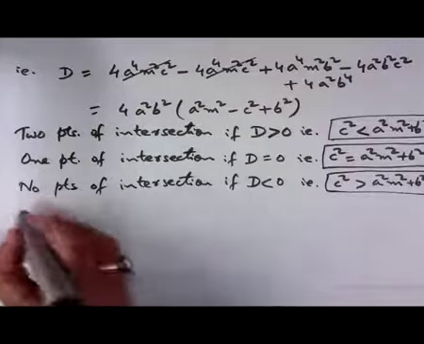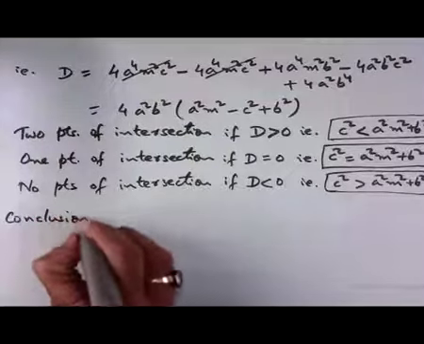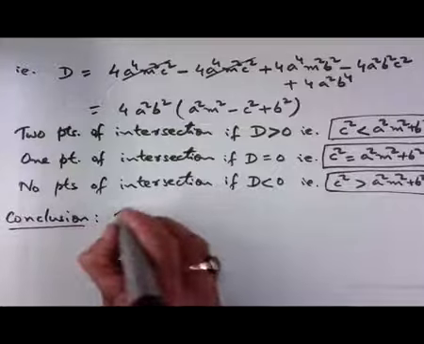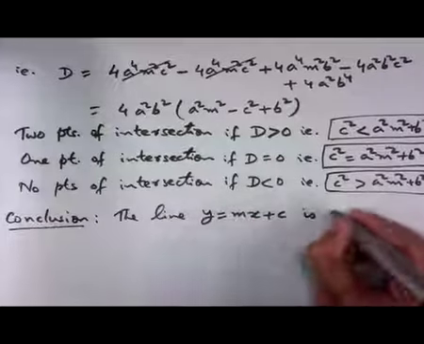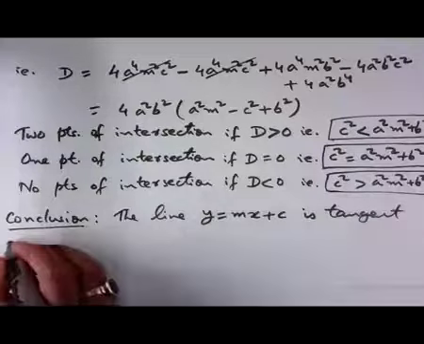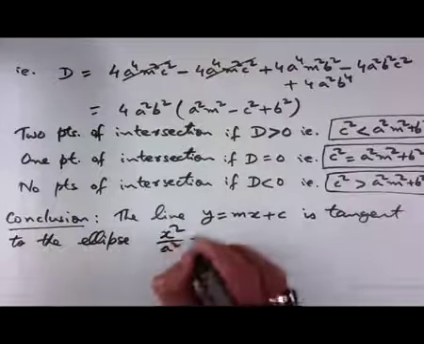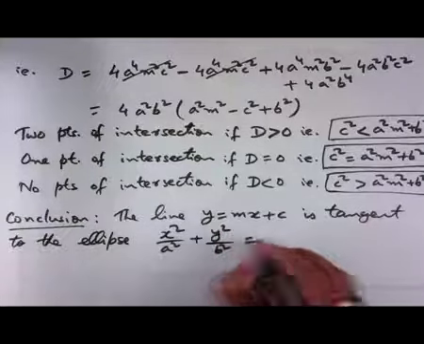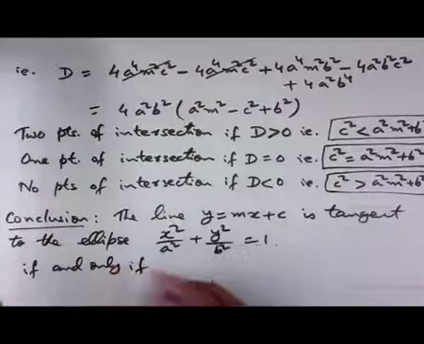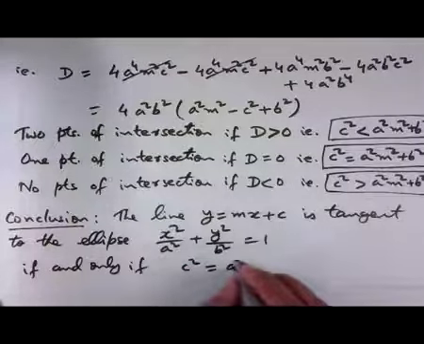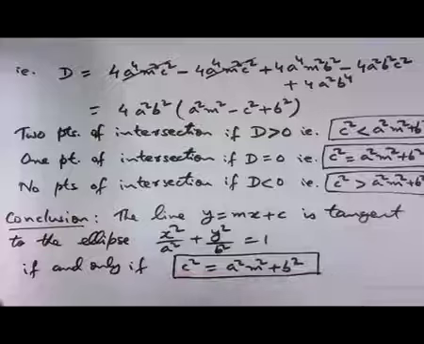So, one conclusion from this is the line y equal to m x plus c is tangent to the ellipse x square by a square plus y square by b square equal to 1 if and only if c square is equal to a square m square plus b square. So, this is the condition for the line to be tangent to the ellipse.